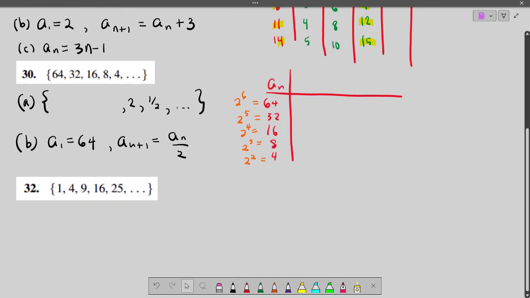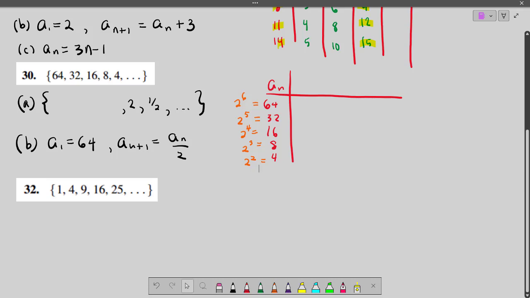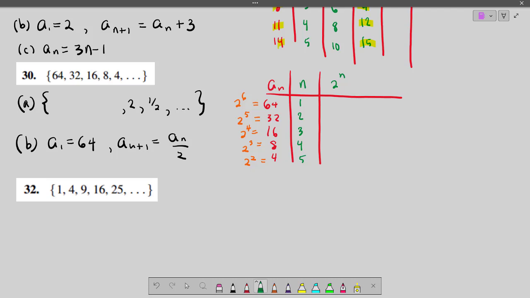And so let's get our n values in here. So n is 1, 2, 3, 4, 5. And let's just throw in some powers of 2. So this is 2 to the 1, this is 2 to the 2, this is 2 to the 3, this is 2 to the 4, this is 2 to the 5. So we can write that as 2. Think of it like this.